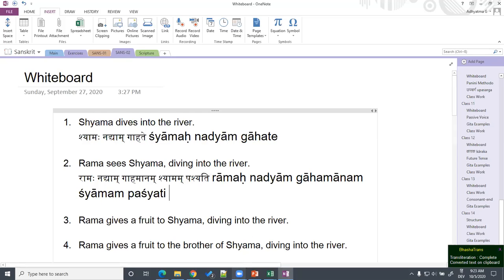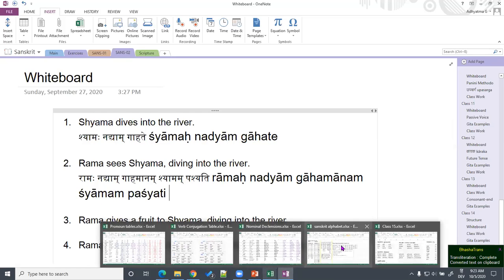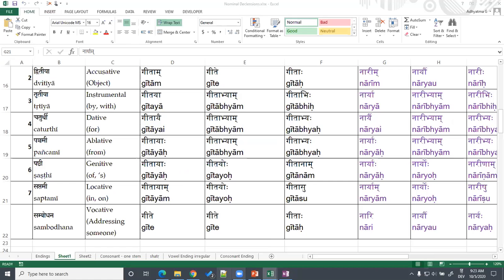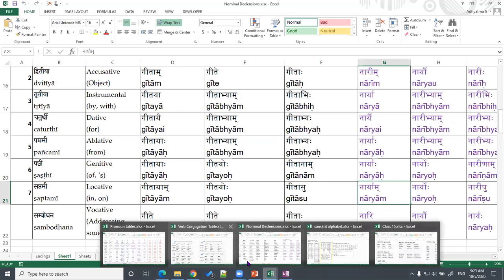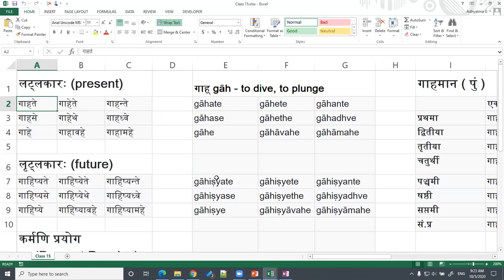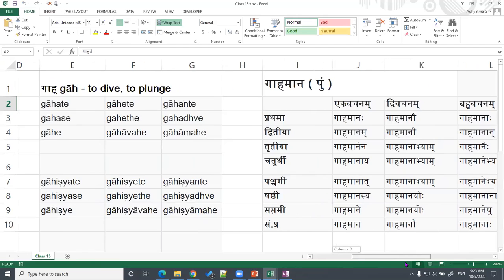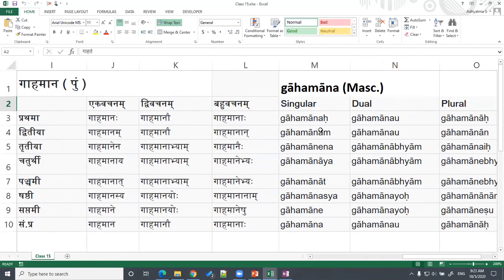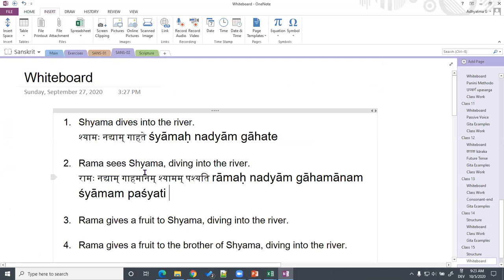So this is pretty simple. If you look at here, nominal. So here Gahamanam, the accusative singular. So Shyamam Gahamanam. It's exactly the same declensions like Akaranta, like Ram. So Ramaha Nadyam Gahamanam Shyamam Pashyati. Rama sees Shyama diving into the river.